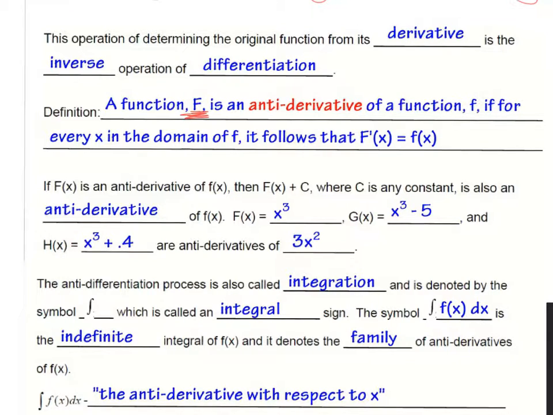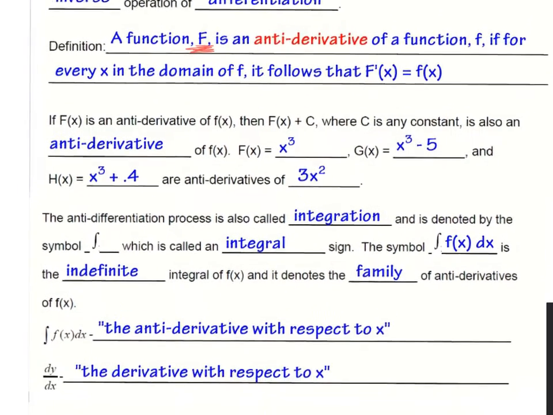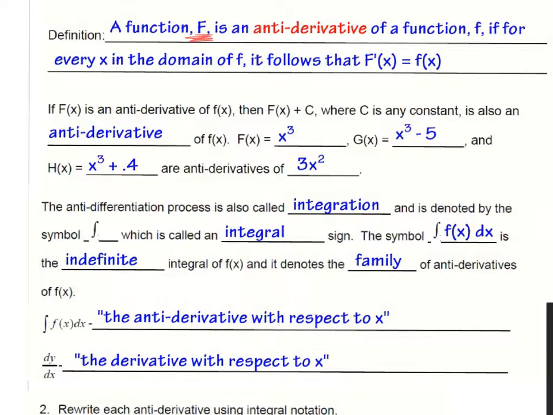So here's what that means. If capital F of x is an antiderivative, then F of x plus c, where c is any constant, is also the antiderivative. So that's why I kept adding c back up in our first examples. So for example, if we have x to the third, that's an antiderivative of 3x squared. If 3x squared is the derivative, the original function was x to the third, the antiderivative.